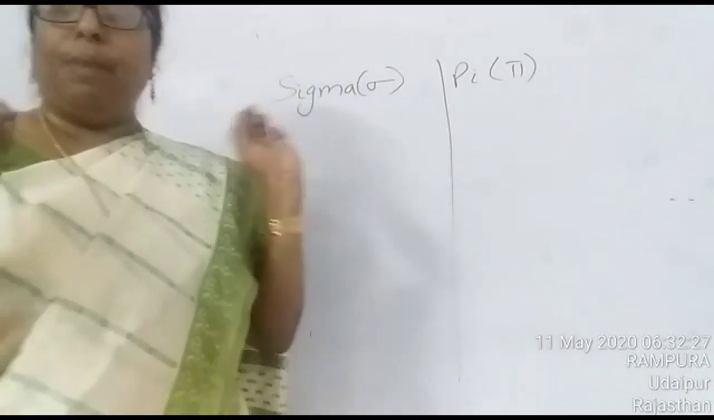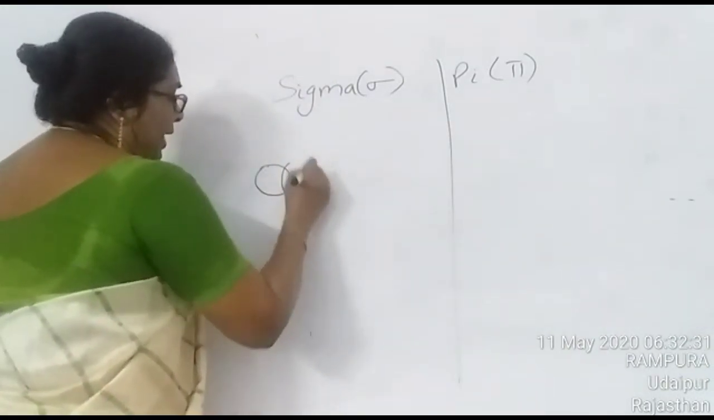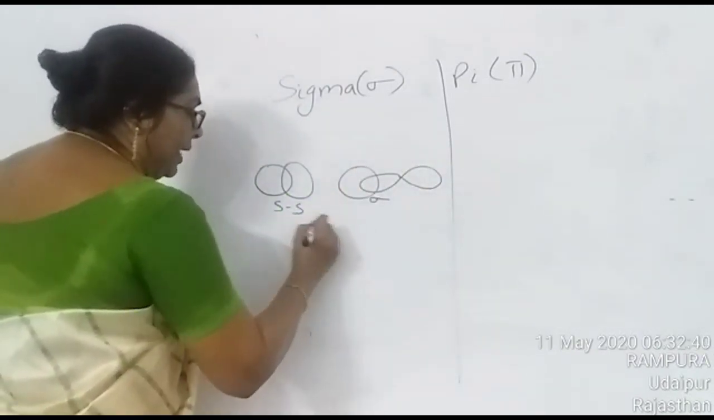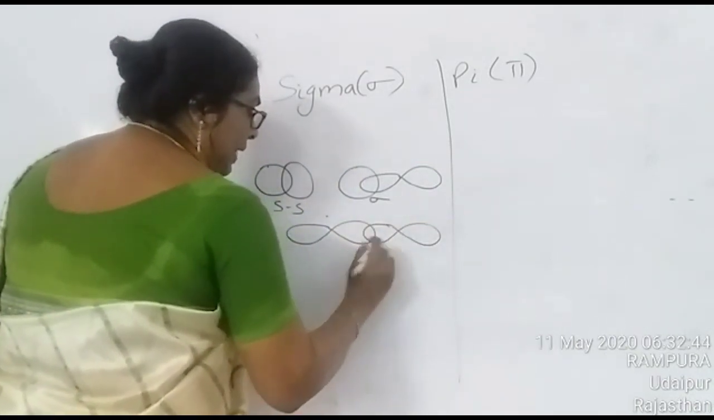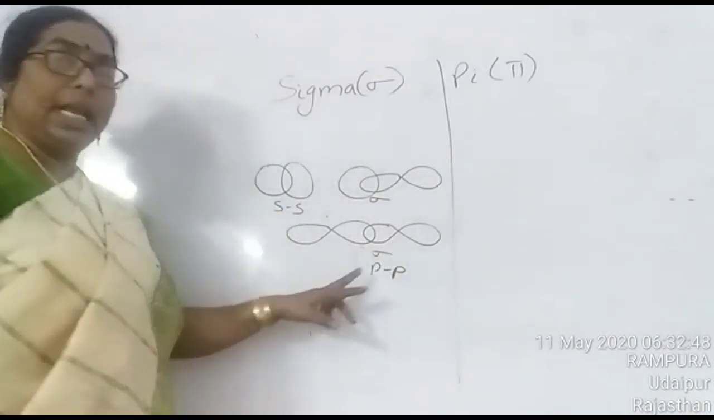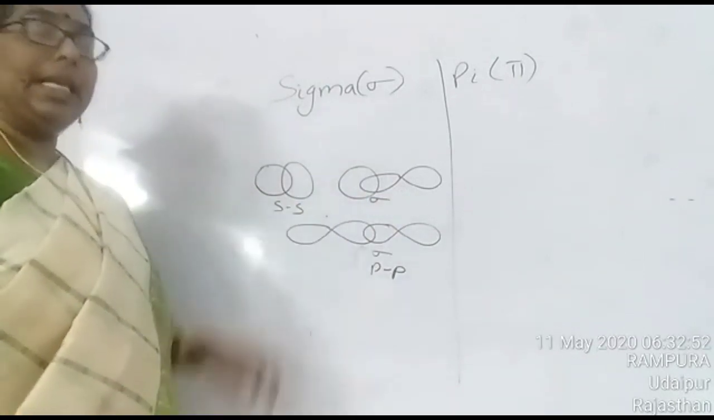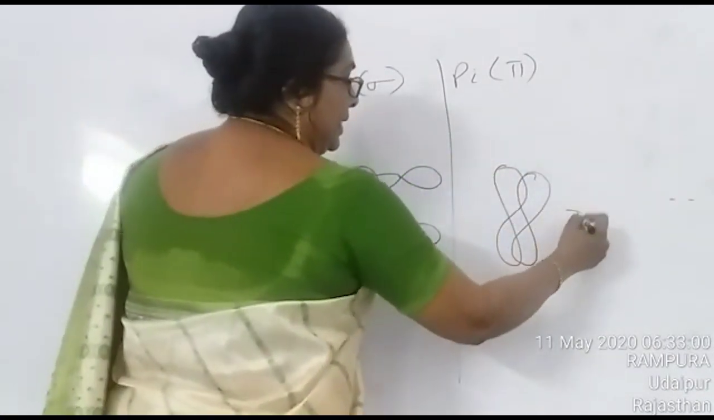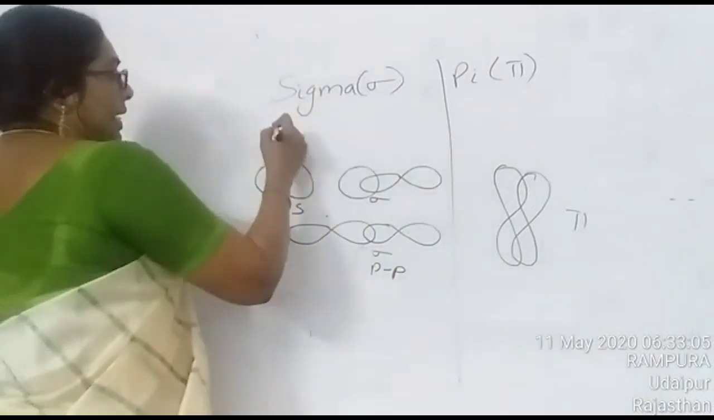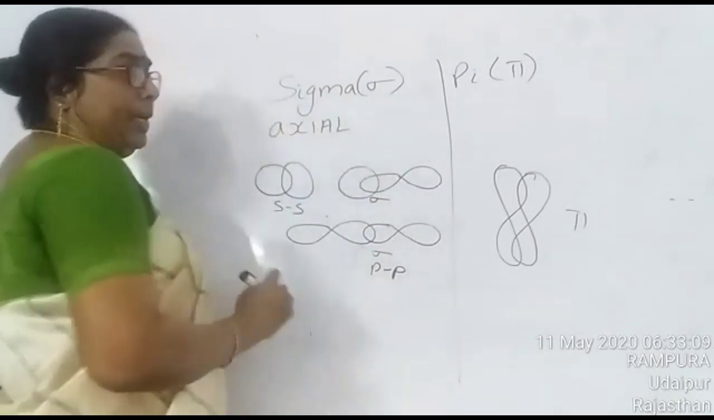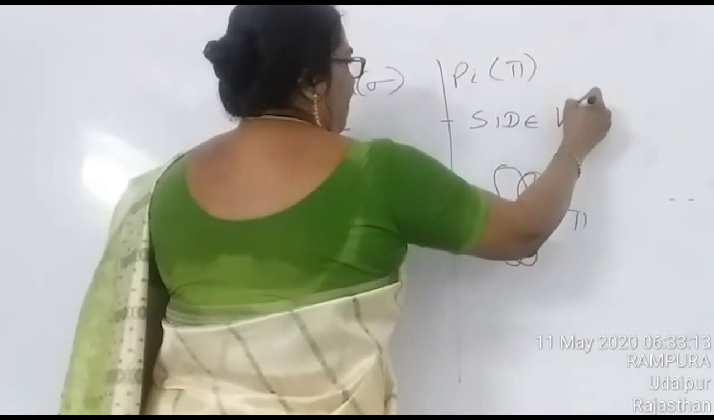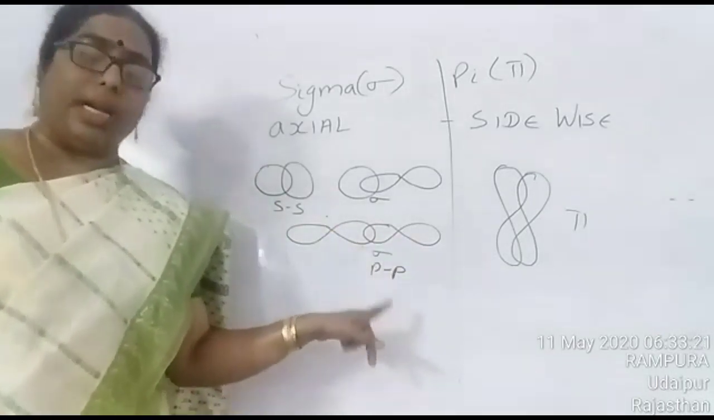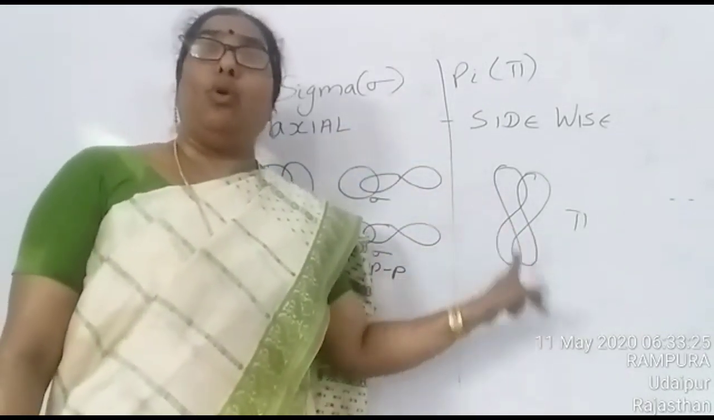Second point, we can see that a sigma bond can be formed between S and S orbitals, or between S and P orbitals, or between P and P orbitals. These are all sigma bonds. But a pi bond is formed only between P and P orbitals. Here it results in the formation of a pi bond. So first, a sigma bond is formed by axial overlapping of atomic orbitals, and a pi bond is formed by sidewise overlapping. Second, a sigma bond can be formed between SS, SP and PP orbitals, but a pi bond is always formed only between P orbitals.